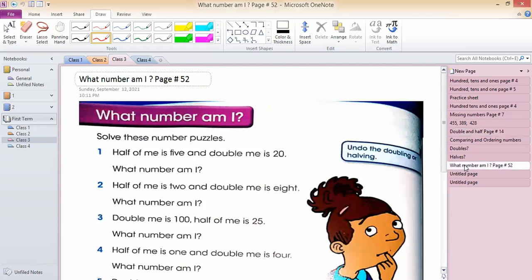Our new topic is, guys, "What number am I?" And this is on page number 52. So please open your book, page number 52. If you don't have the book, open the PDF file which I have shared with you, or you can check the screen also. What number am I? Page number 52. Did you open, guys?